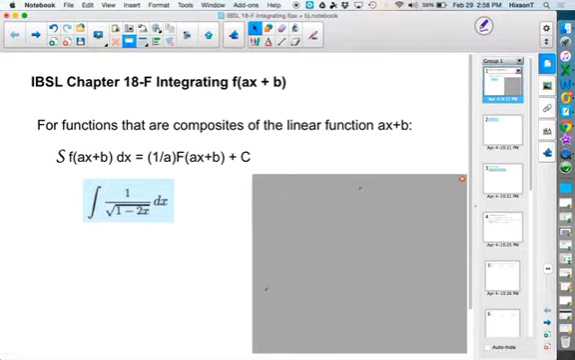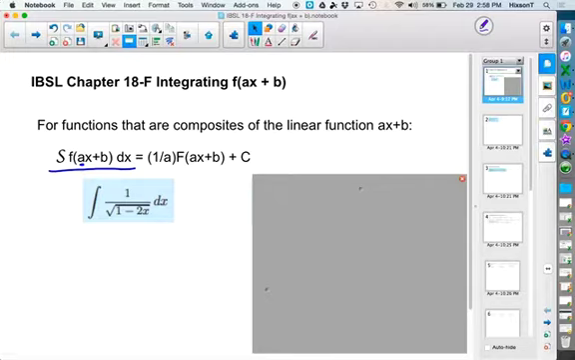The integral of a function that is the composite of a linear function equals 1 over a. Now a, notice this is a linear function. A is the slope of that linear function, or you could think of it as the derivative of the linear function. So it's 1 over a times the antiderivative of the original function. Now, we don't have a chain rule for integration, but this is about the closest thing there is to one.